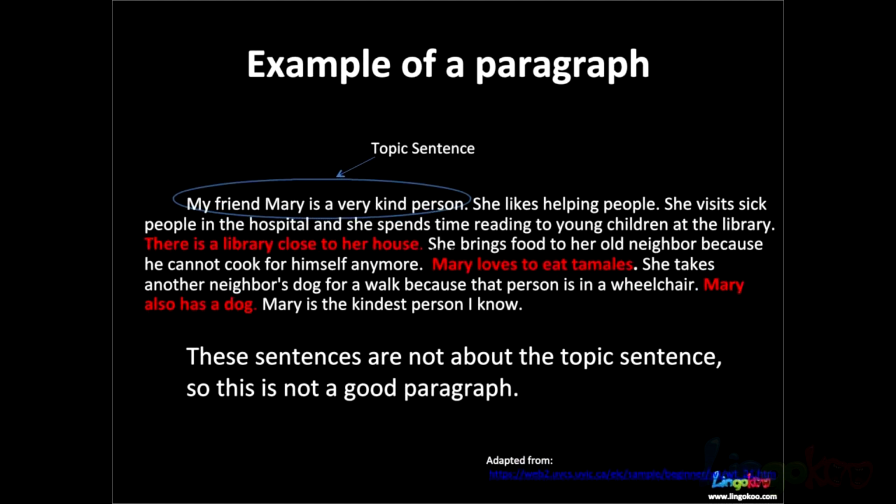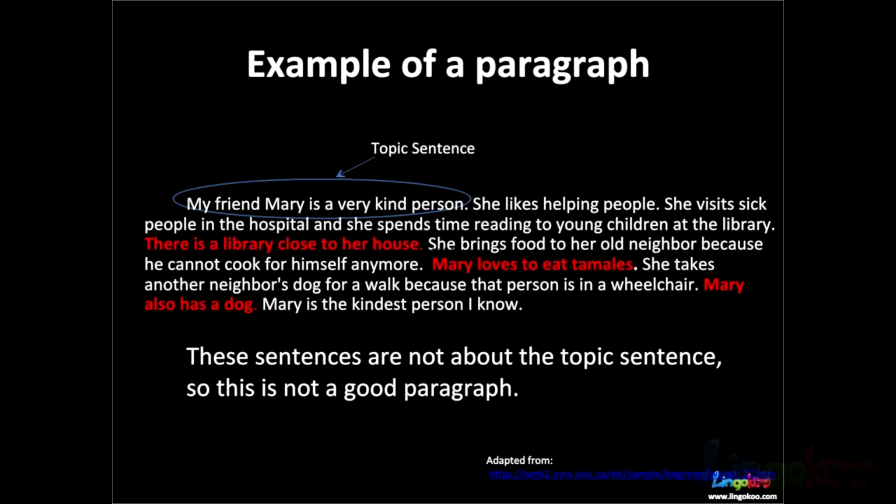Now, what if I wrote a paragraph that almost looked like the one before? It has the same topic sentence, my friend Mary is a very kind person, and then what if I wrote, she likes helping people, she visits sick people in the hospital, and she spends time reading to young children at the library. There's a library close to her house. She brings food to her old neighbor because he cannot cook for himself anymore. Mary loves to eat tamales. She takes another neighbor's dog for a walk because that person is in a wheelchair. Mary also has a dog. Mary is the kindest person I know.